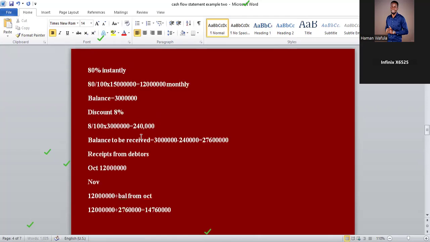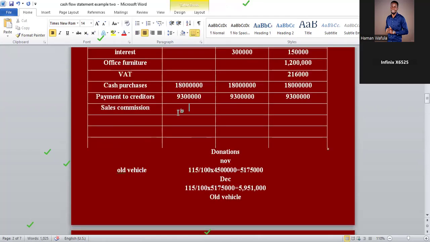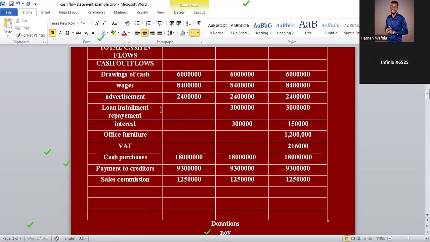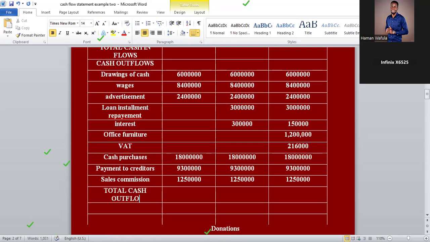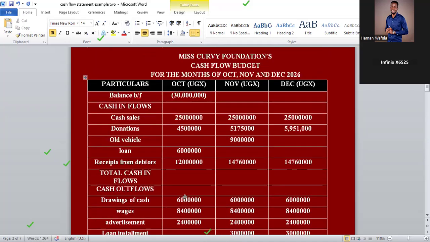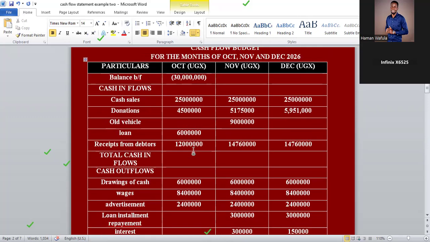Is 1,250,000. So the sales commission is 1,250,000 per month. So that's it. So we are going to also write here total cash outflows, and then we shall have our net cash position. So let's begin adding up the inflows.